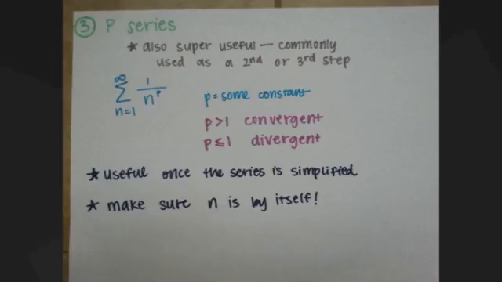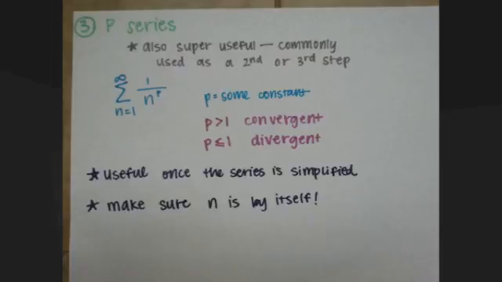The next test is the p-series test. This one is also super useful. In problems where you're going to have to use more than one test, the p-series test is often the second or third test that you'll use, often with a simplified version of the original series. We can only use this test if the series has the form 1 over n to the p. P is some constant. If p is greater than 1, then the series is convergent. If p is less than or equal to 1, then the series is divergent.